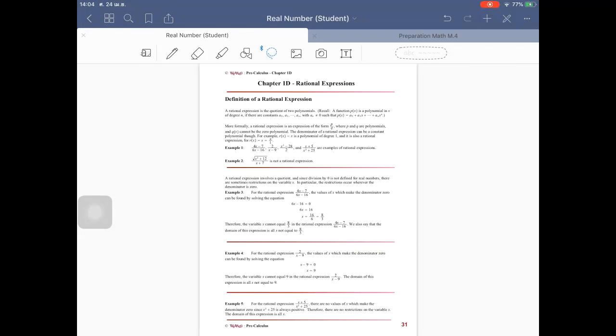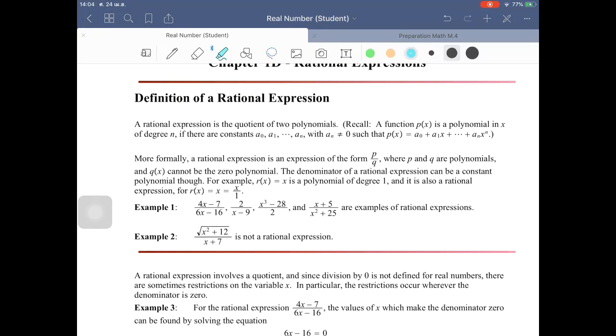Okay, guys, here is the last topic of this preparation class, the rational expression. The rational expression is the quotient, meaning the division, of two polynomials. So this one we consider a rational expression, but this one is not a rational expression because the numerator is in the radical, or in a square root. Okay, let's see some examples here.